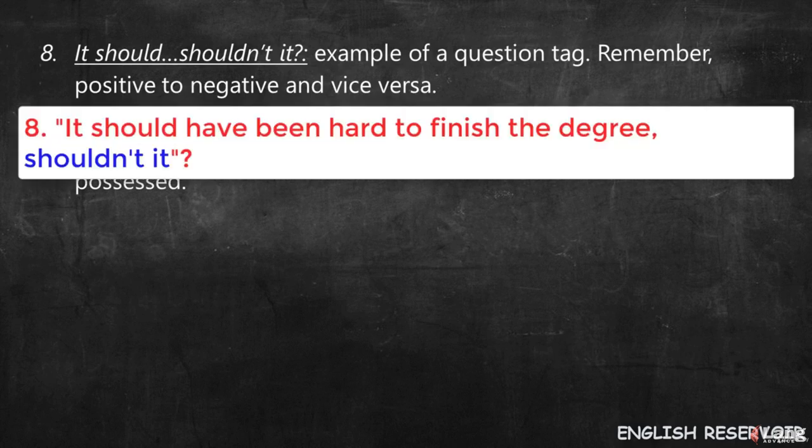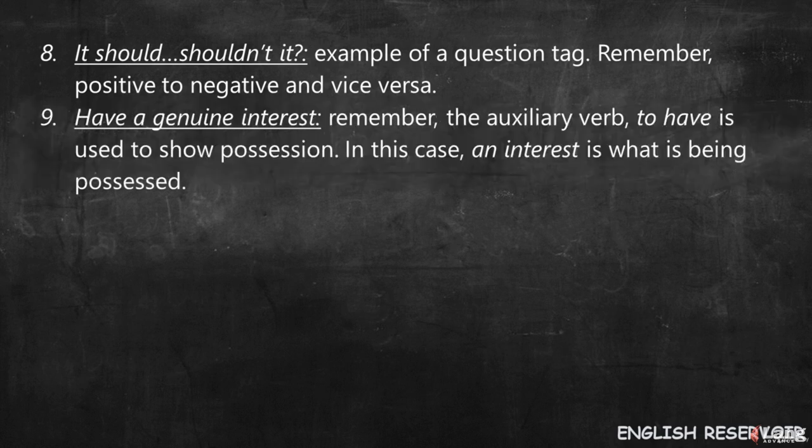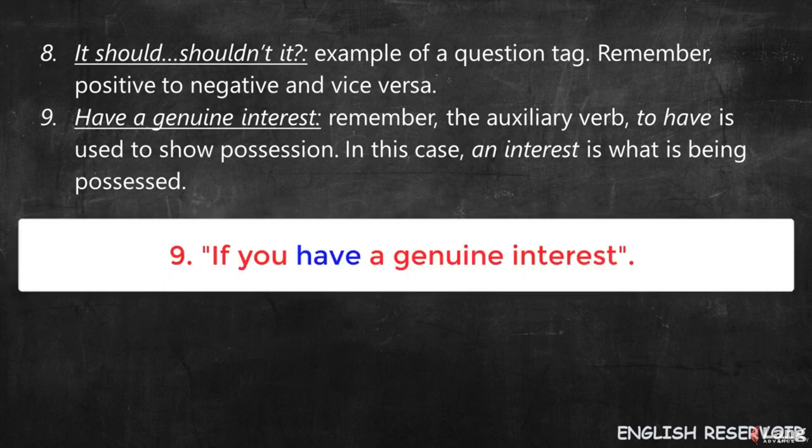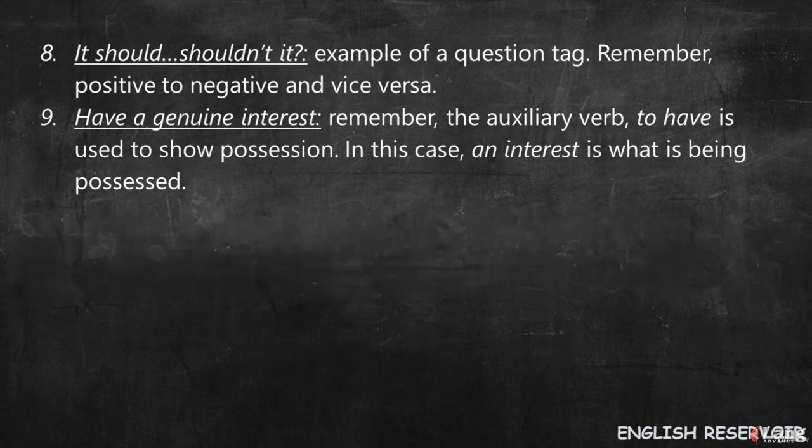8. It should. Shouldn't it? Example of a question tag. Remember, positive to negative and vice versa. 9. Have a genuine interest. Remember, the auxiliary verb to have is used to show possession. In this case, an interest is what is being possessed.